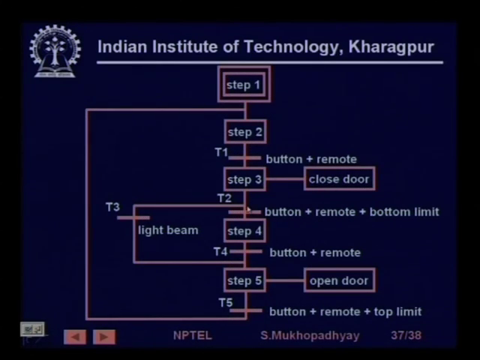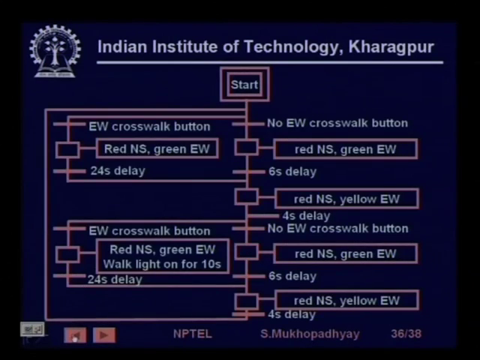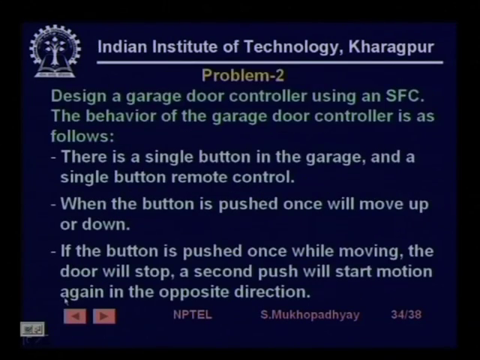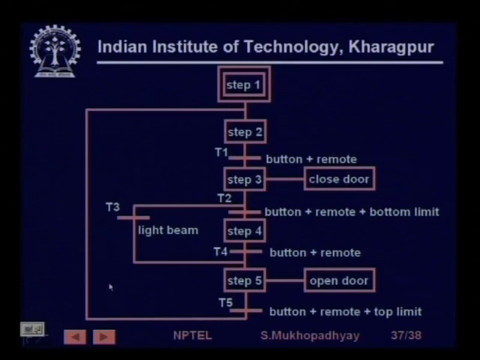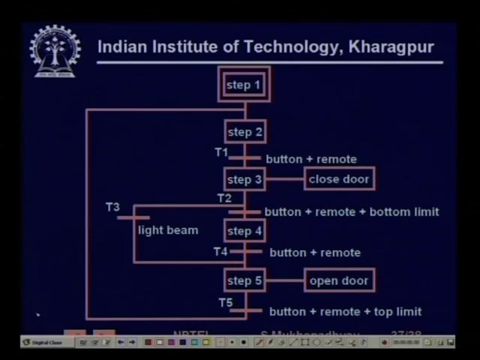Let us go back. There is a single button in the garage and a single button remote control. So, you can have either a button pressed in the garage, or a button pressed from the remote. There are two kinds of buttons. Either a button pressed from the garage or from the remote, then it will go to step 3 and it will start closing the door. This is the output.